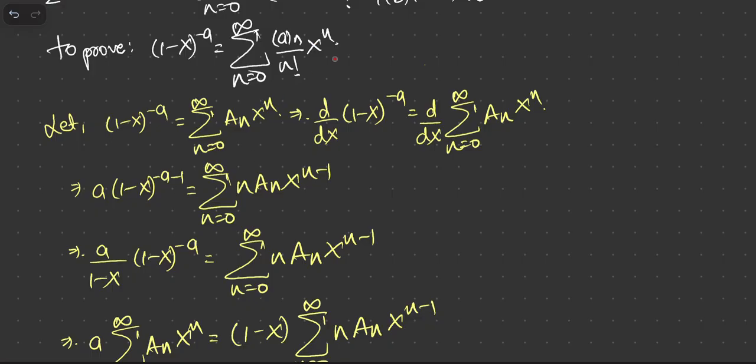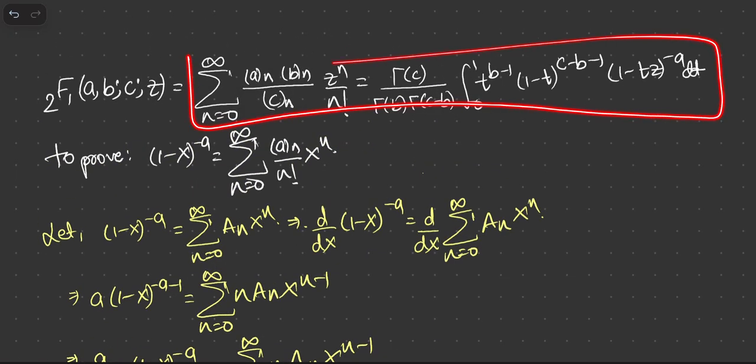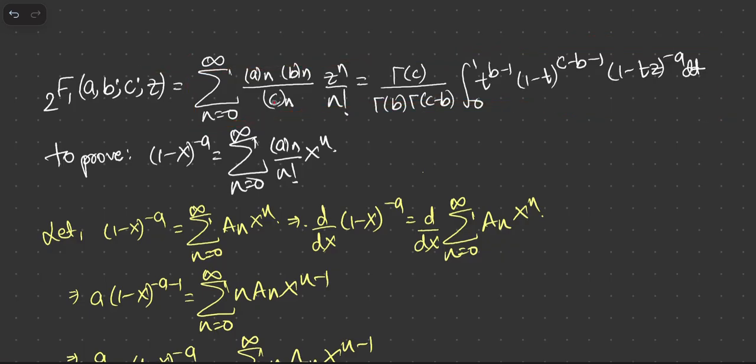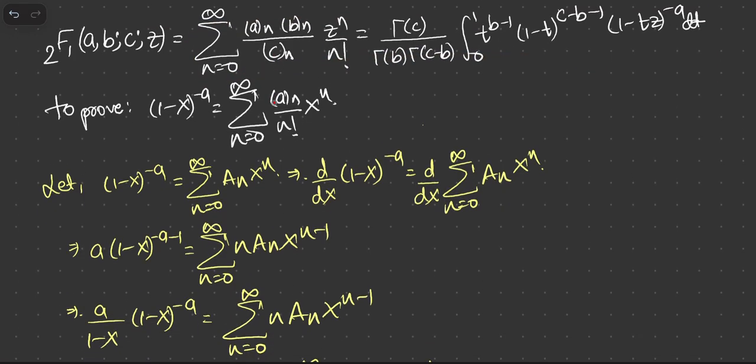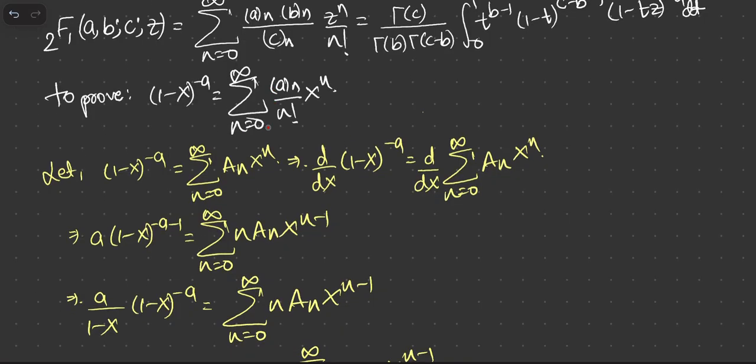Believe me, this identity played a crucial role in the proof of Euler's integral representation of the hypergeometric function. I hope you have watched that video, and if you have, you know how important this one was. So it's extremely important to prove this. Let's talk about the proof.